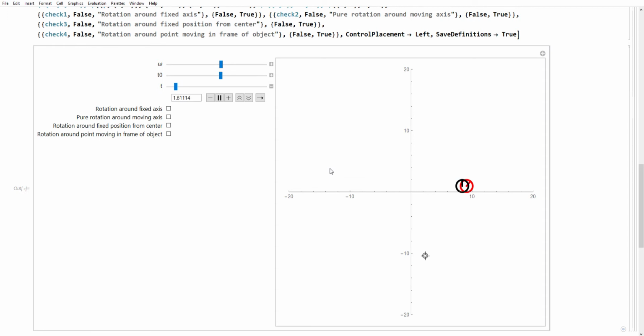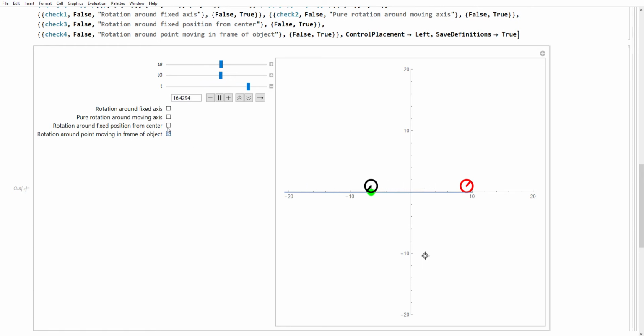And there are a bunch of ways of looking at this rotation. One simple way is by looking at the rotation around a point moving in the frame of the object. So if you find that one point that's moving in the frame of the object, it turns out that this green point shows the rotation center and the instantaneous rotation is around that point, and the blue curve traces out that line.